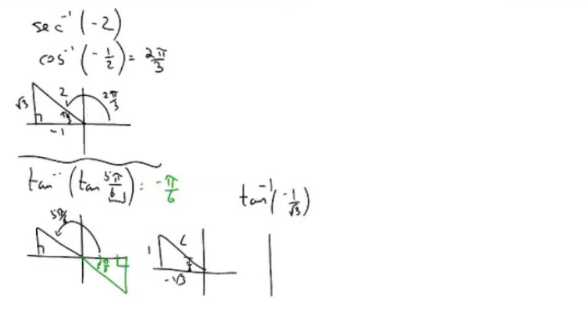But to do tan inverse of a negative angle, that would be in the fourth quadrant. And then it jumps over here. That's the reason, because tan inverse only works in the first or the fourth. Positive for the first, negative for the fourth. So because it's negative 1 over square root of 3.